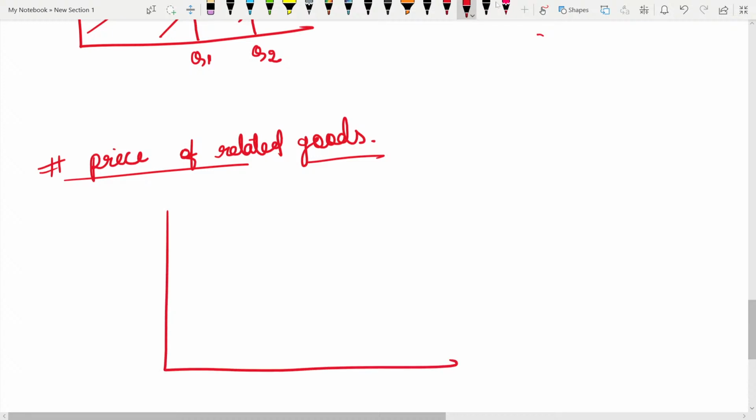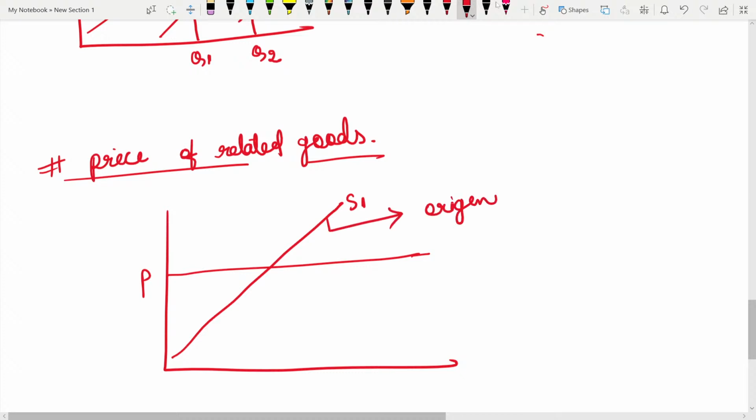So this is the diagram of the supply curve. This is the original price, and this is the price that is existing and constant. So this S1 is the original supply curve. Original supply curve of coffee. Okay, because we are talking about related goods, price of related goods.